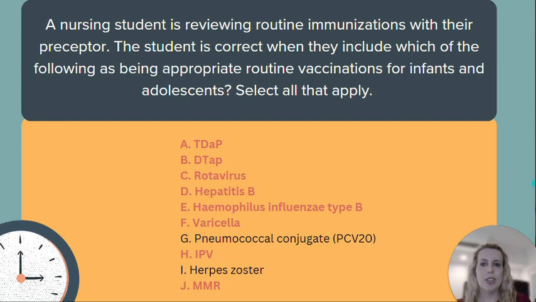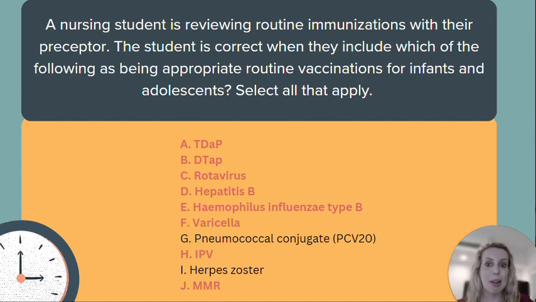Okay, so here is your answer. Let's talk about the answer, and then we will talk about how we got to that point. The typical routine vaccinations that nursing students should expect a patient to have include the Tdap, DTaP, rotavirus, hepatitis B, Haemophilus influenzae type B, varicella, IPV, and MMR.